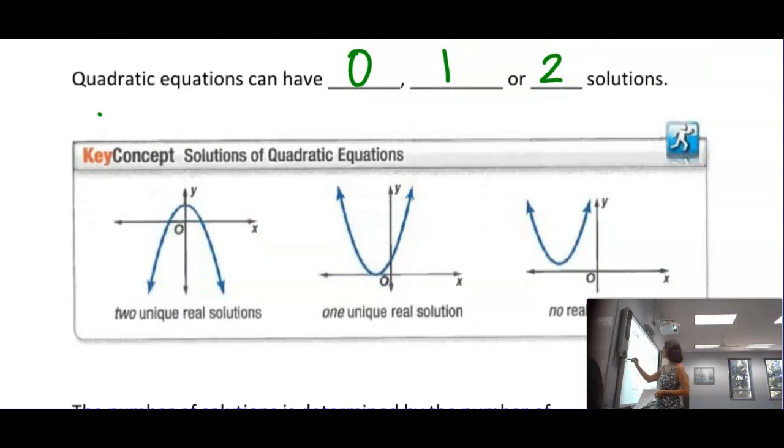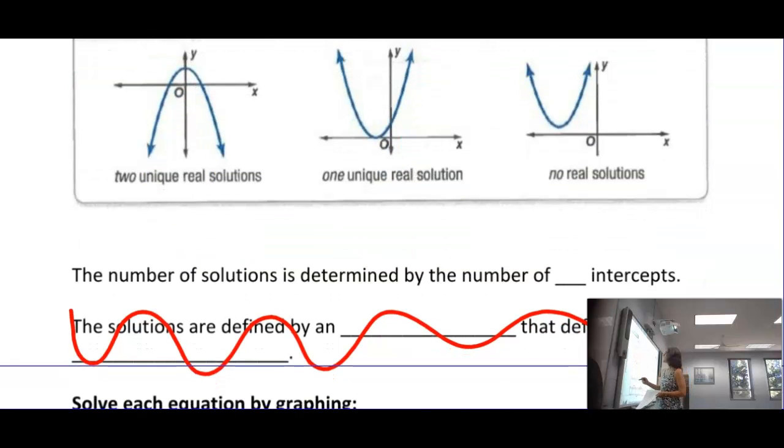So this first graph right here has 2 solutions. Here's one of them, and here's the other one. So that's what 2 solutions looks like, okay? Here I have 1 unique solution, and here I have no solutions. So this smile is up from the line that we know is our x-axis. We could have another one like this, a parabola that doesn't touch the x-axis.